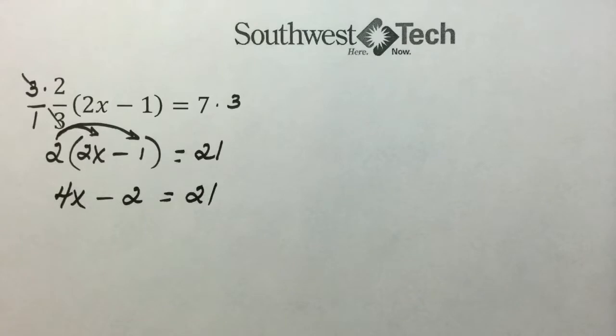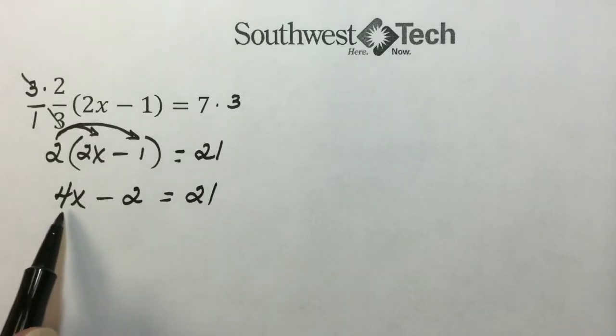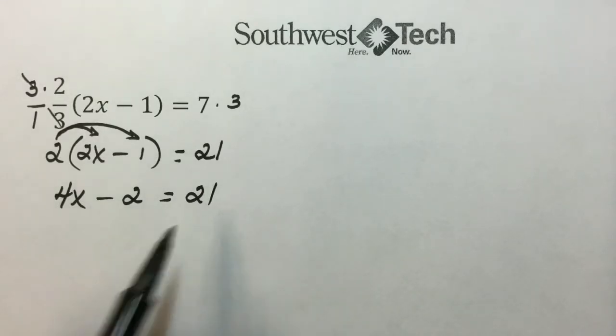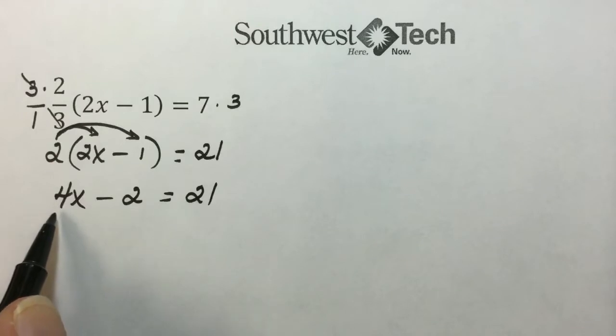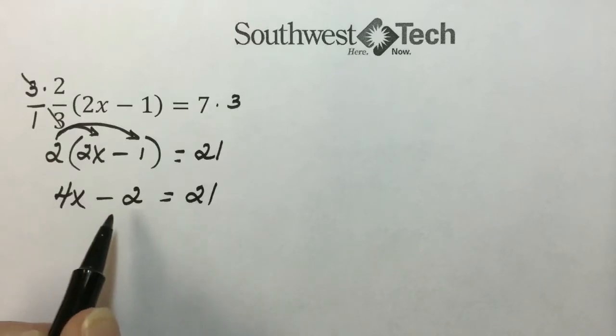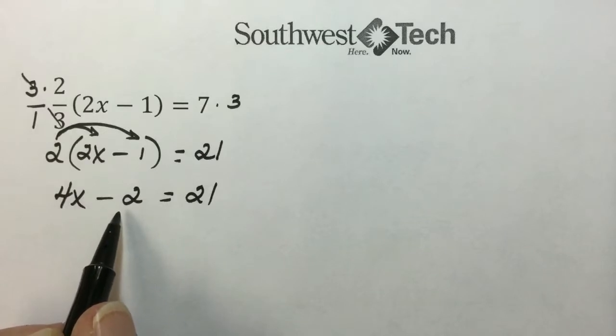The next step is to simplify both sides. These are not similar terms, and this is only a single term, so we're good on step 3. Step 4 says isolate the variable to one side. There is only one variable term. It's on one side, but we need to get the constant on the other side.